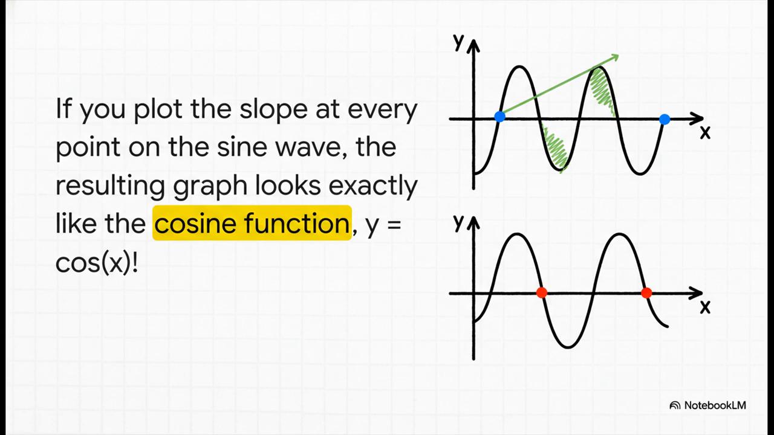Okay, so here is the really cool part. What happens if you actually plot out the value of that slope for every single point on the sine wave? You actually get another wave. And get this, it isn't just some random wave. It's a perfect, exact match for the cosine function. How wild is that? So our eyes are telling us something here. This visual guess is our starting point, so let's see if we can actually prove it.